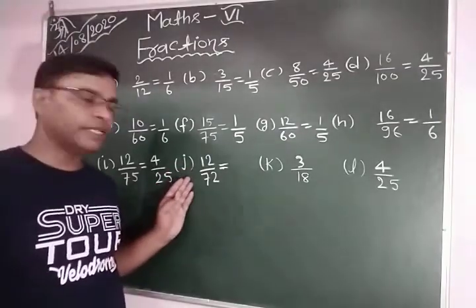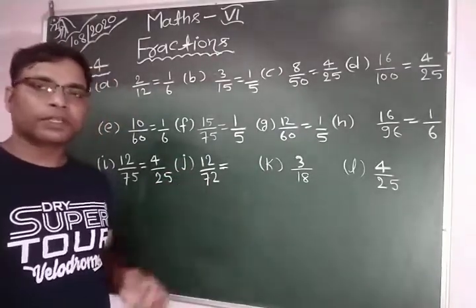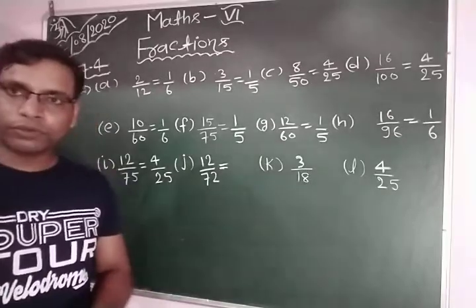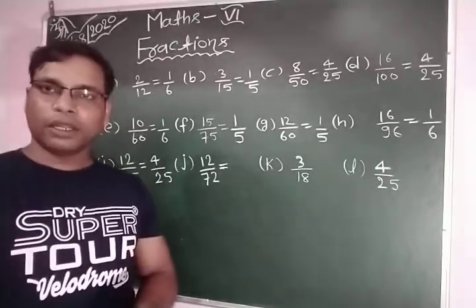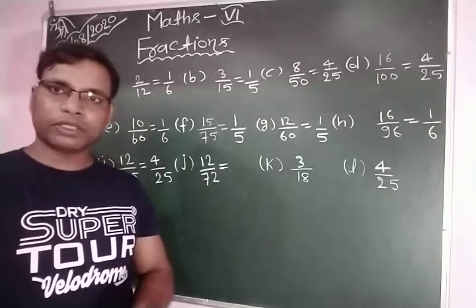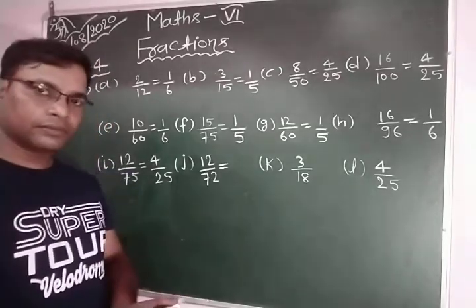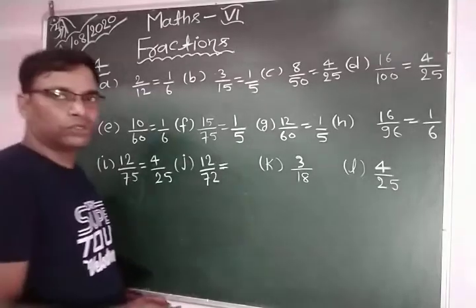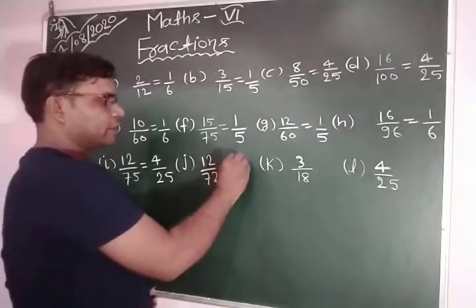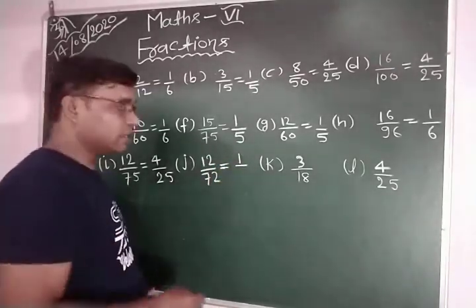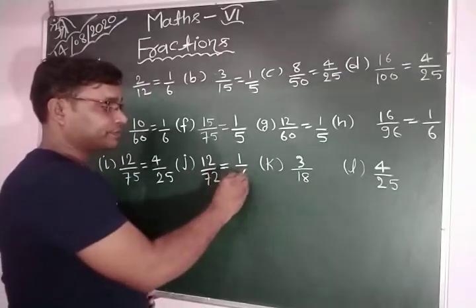Next part is 12 by 72. Okay, so 12 by 72. 12 ones are 12, 12 fives are 60, 12 sixes are 72. Okay, 1 by 6. 12 ones are 12 and 12 sixes are 72.